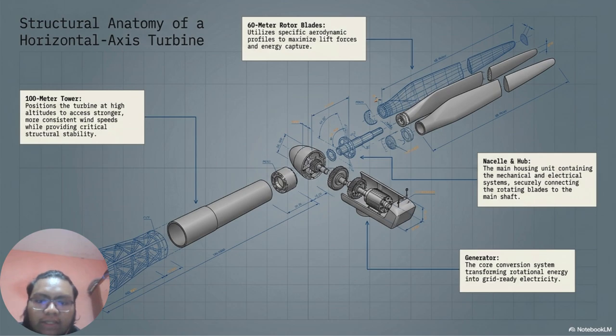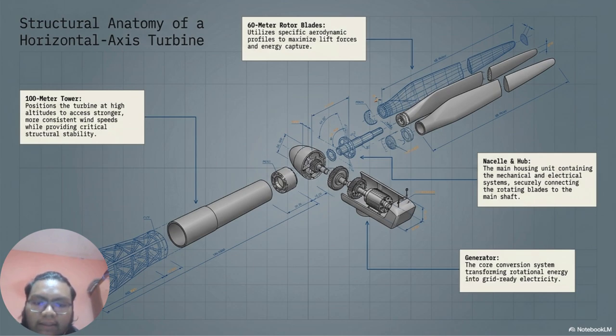This is crucial because wind speeds are stronger and significantly more consistent the higher you go, while the tower itself must provide rock-solid structural stability. Next, the 60-meter rotor blades. Moving to the rotor assembly, this blade utilizes a highly specific aerodynamic profile designed to maximize lift and optimize wind energy capture. The nacelle and hub: the hub securely connects these rotating blades to the main shaft, transferring that aerodynamic force directly into the nacelle.